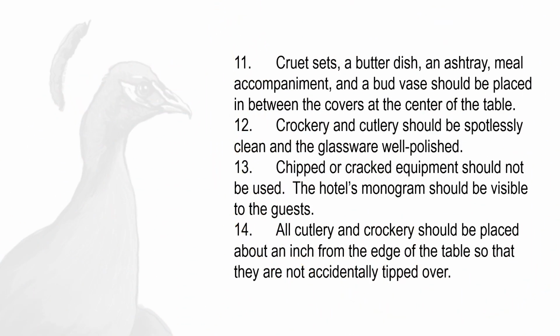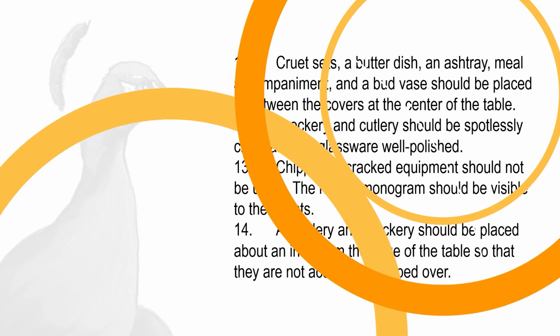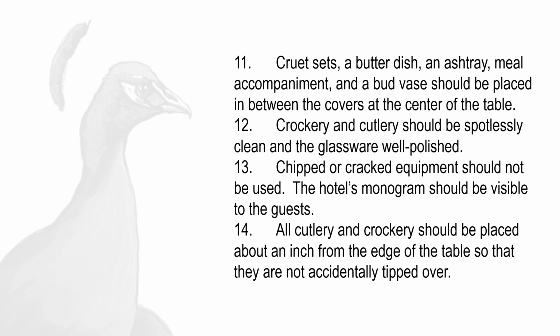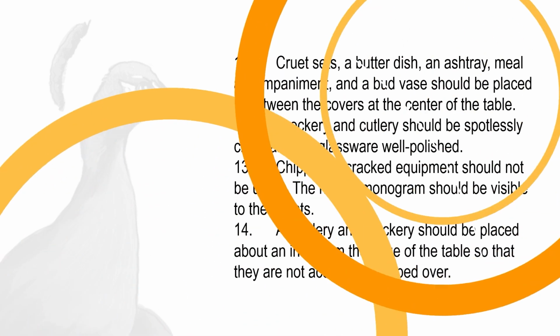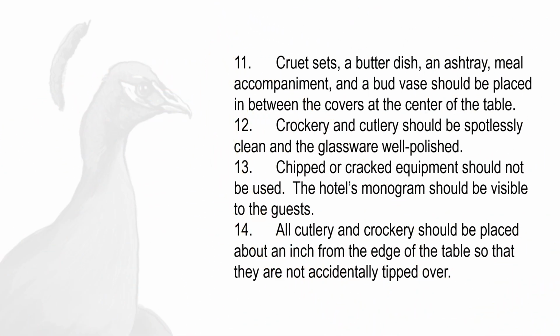Number 11. Cruet sets, a butter dish, an ashtray, meal accompaniment, and a bud vase should be placed in between the covers at the center of the table. Number 12. Crockery and cutlery should be spotlessly clean and the glassware well polished. 13. Chipped or cracked equipment should not be used.